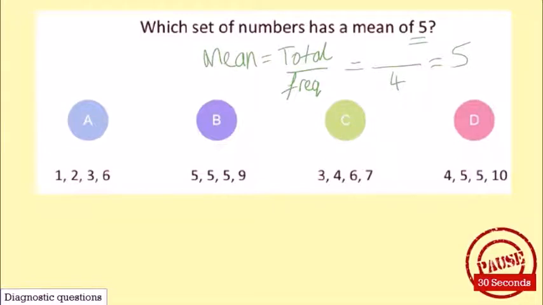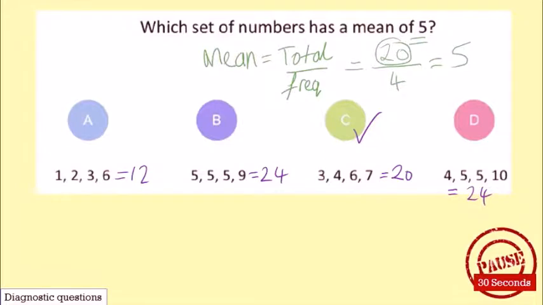And I can do a multiplication. 4 times 5 gives me 20. Therefore, I want to find 4 numbers that total 20. Okay, so 1 add 2 add 3 add 6 is 12. 5 add 5 add 5 add 9 is 24. 3 add 4 add 6 add 7 is 20, which is the answer that we're looking for. And I could do the last one to check my work. So 4 add 5 add 5 add 10 is 24. So the answer there was C.